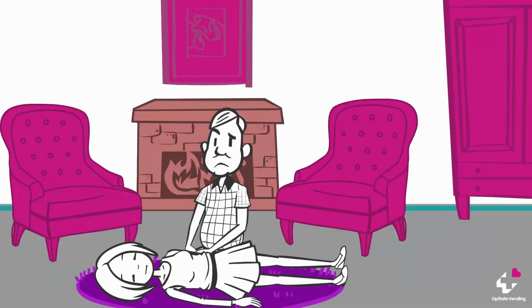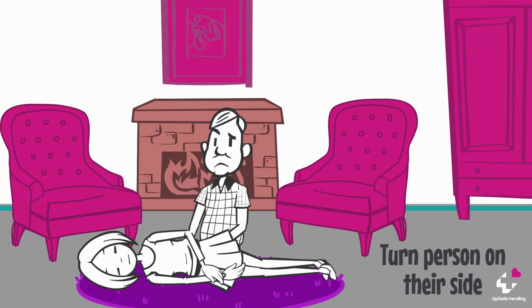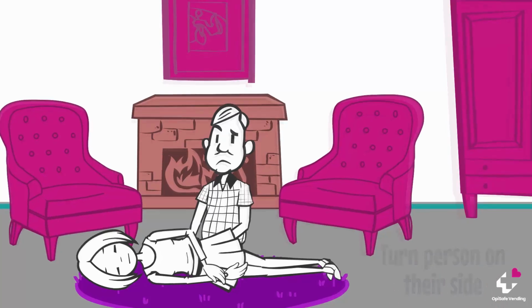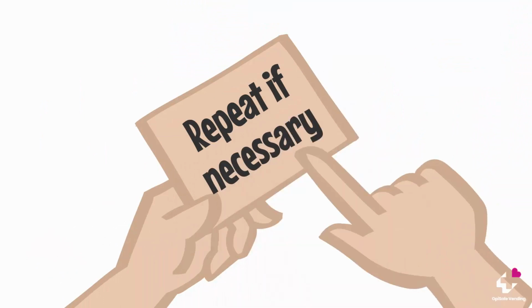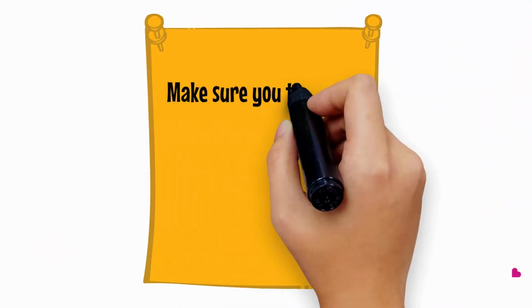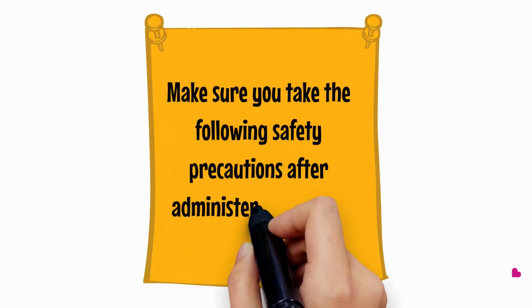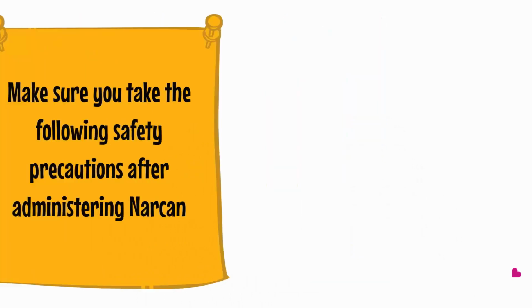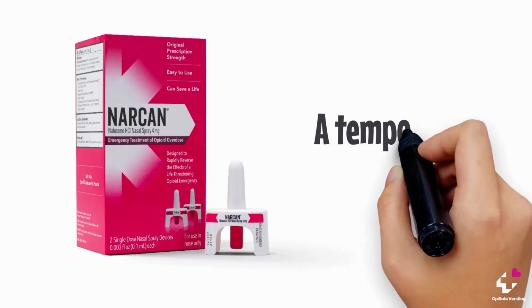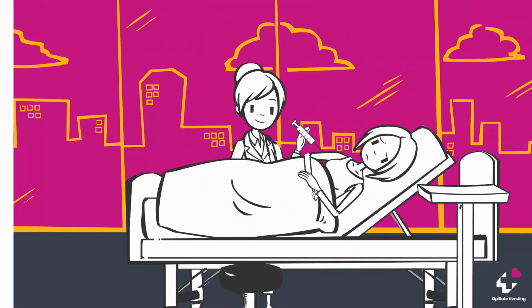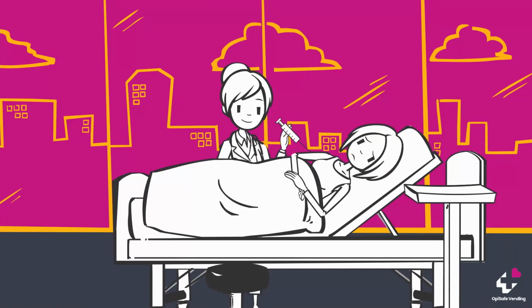After you've given the dose, turn the person on their side to prevent them from choking if they vomit. If there's no response in 2 to 3 minutes, administer a second dose. Make sure you take the following precautions after administering Narcan. First, always call emergency services. Narcan is a temporary solution, and professional medical help is essential.